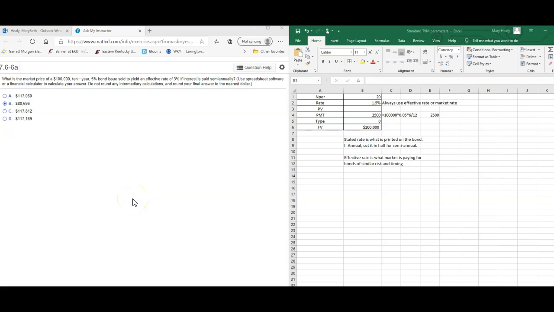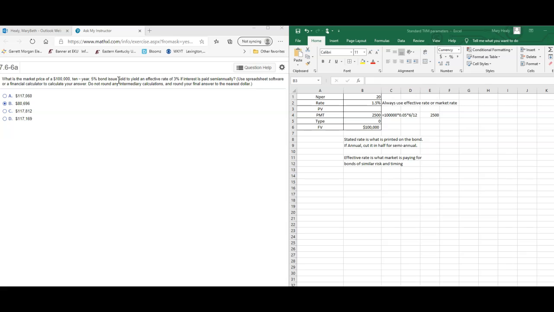This is a quick video to show you how to use Excel to find the bond market price, and I'm going to explain some of the terms as we go through it. So here's an example from one student in your class, and you have the market price of a $100,000 10-year 5% bond issue. Okay, that's a lot of words.